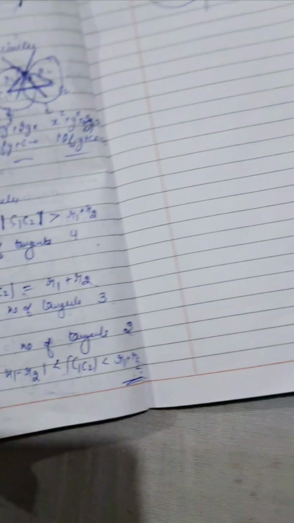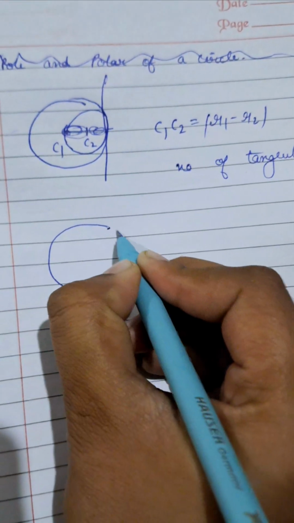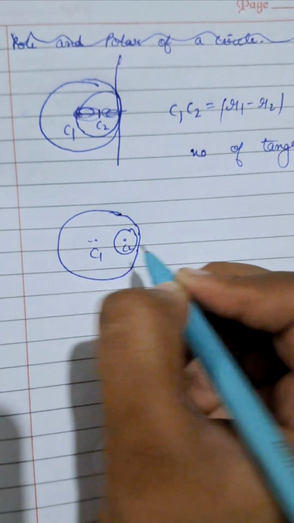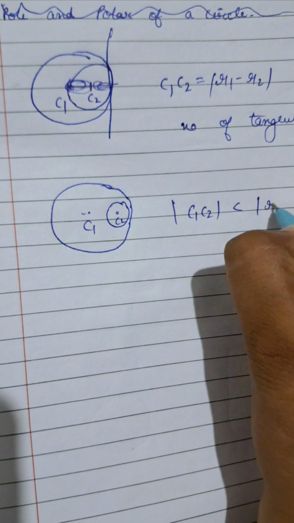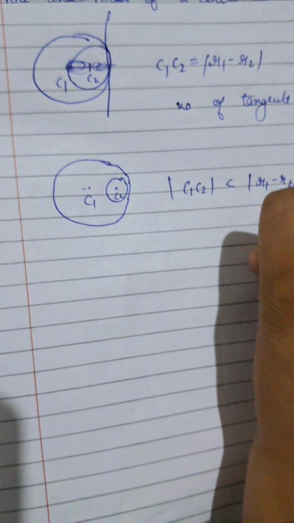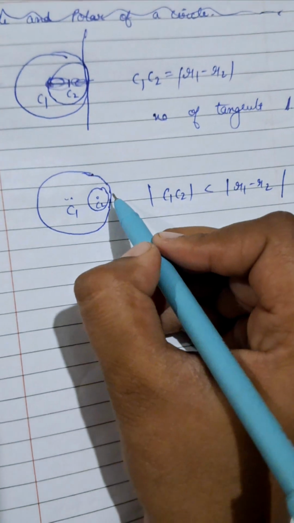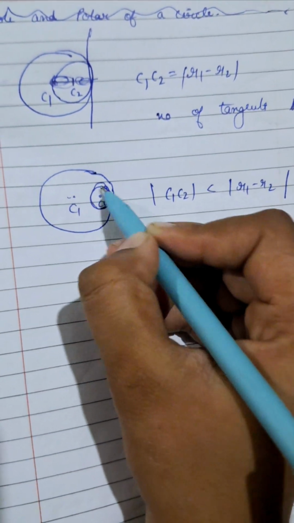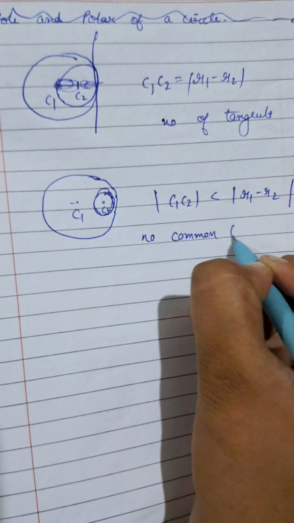Another condition is when the circle lies inside the bigger circle. Here the c1c2 distance is less than r1 minus r2. So it lies inside. There is no common tangent.